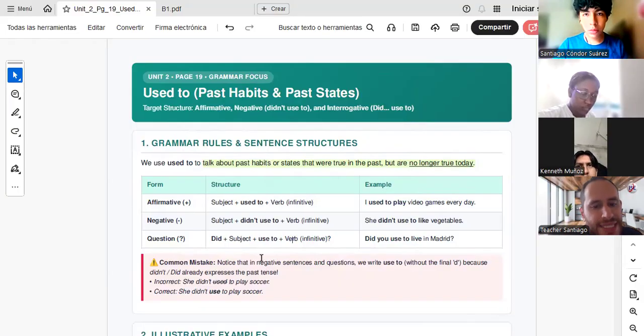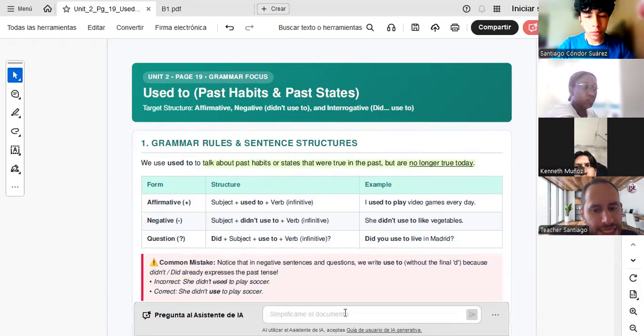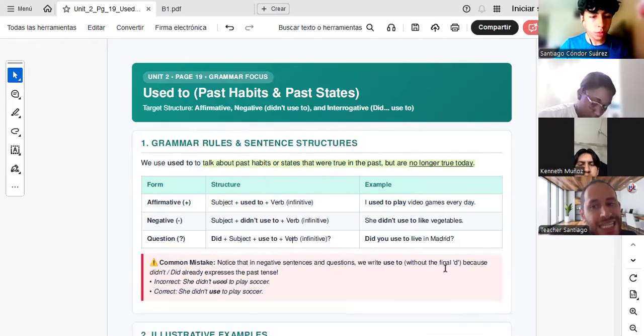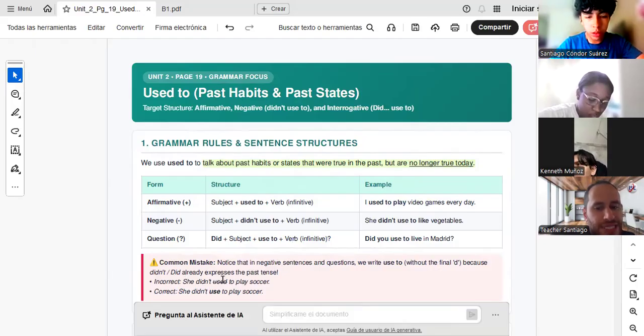Yes. It says common mistakes. Notice that in negative sentences and questions, we write use to without the final D. Be careful, because didn't or did already express the past tense. Incorrect: She didn't used to play. Correct: She didn't use to play soccer. Okay, keep it in mind.